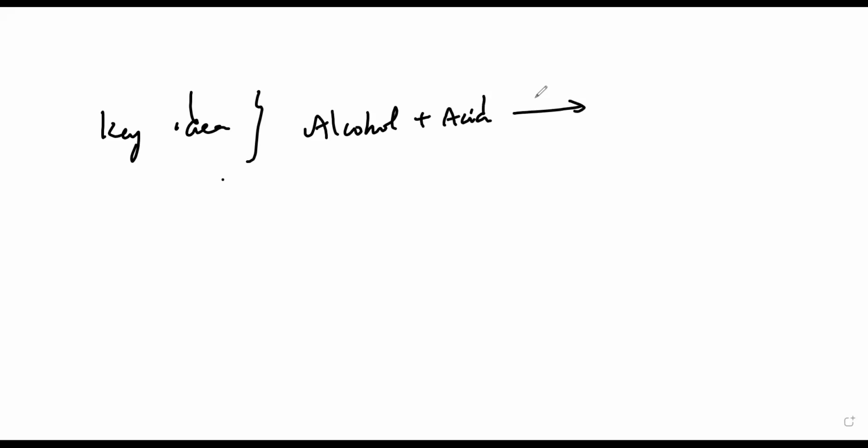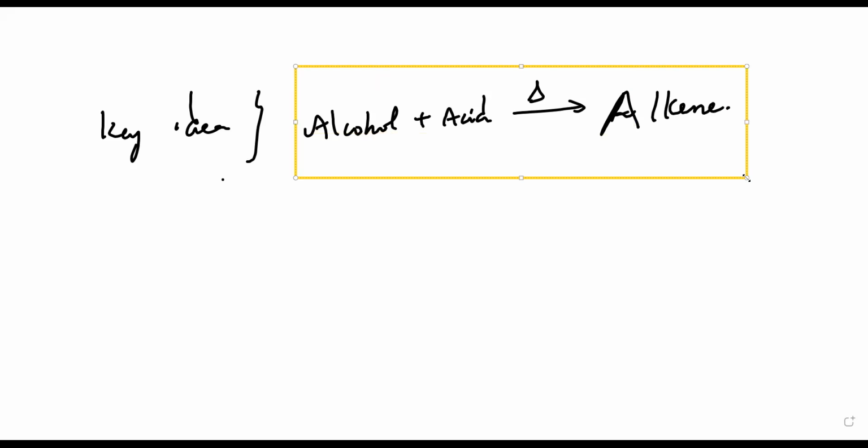So the key idea in the first question is nothing but: alcohol plus acid and heating is going to give me an alkene. So this is our key idea for solving this question. In our question, it is ethyl alcohol with sulfuric acid, H2SO4, correct? And heated at 170 degrees Celsius.